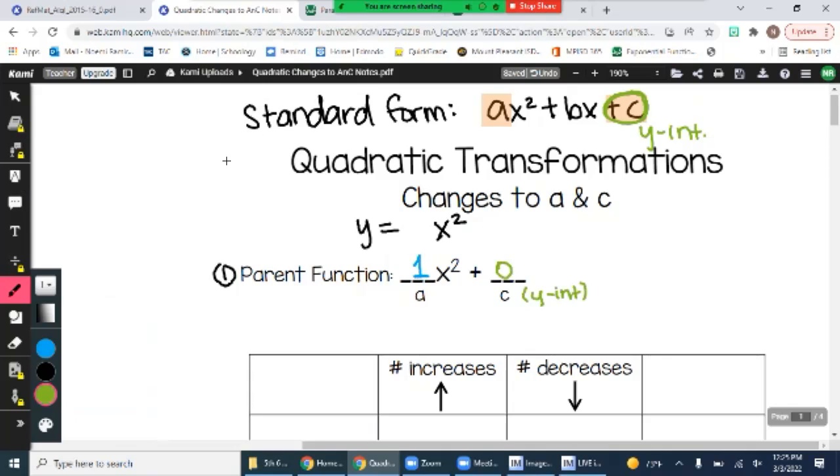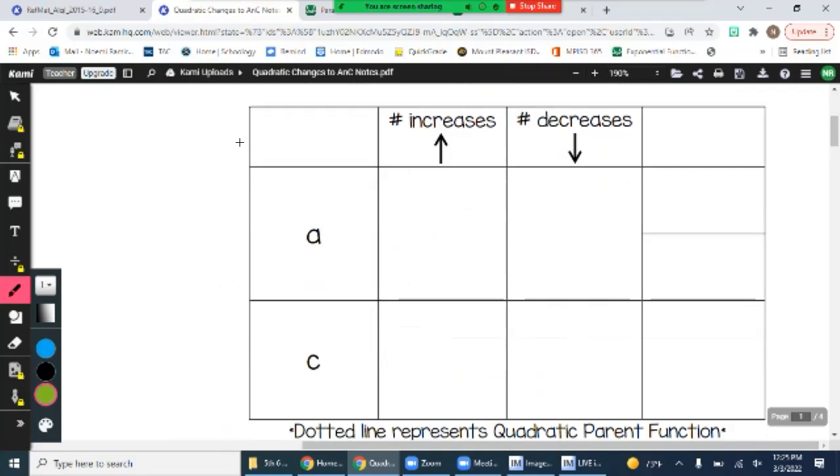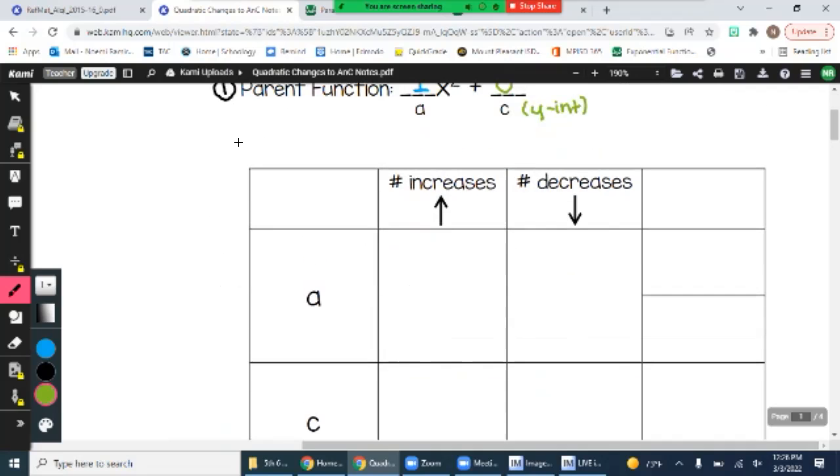but the value of A is 1. I gave you a little preview of what A does, but let's go back over that. First things first, A is responsible for changing two things. You have to look at the number, the value of A, separately. If you increase the actual number, it does something different than if it's a different sign. So let's just look at the number first.